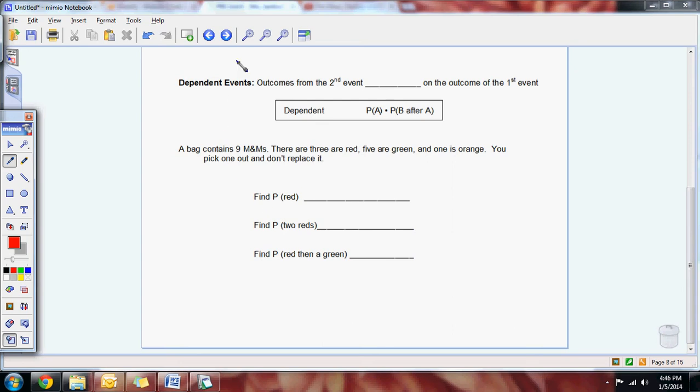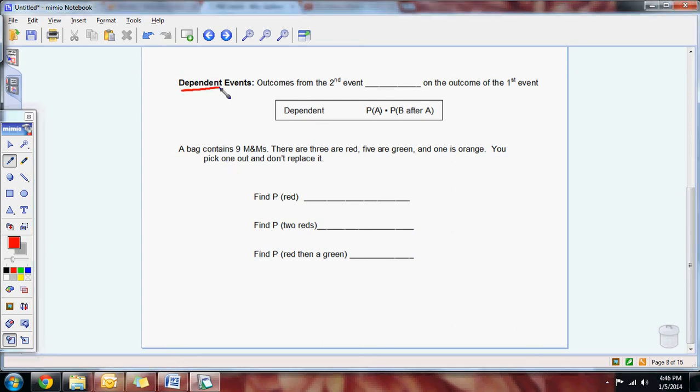Alright, group number 2, you're going to scroll all the way to the bottom of your notes today to your dependent events. You guys are going to be responsible for the second part of our learning target. And we're going to be talking about dependent events.